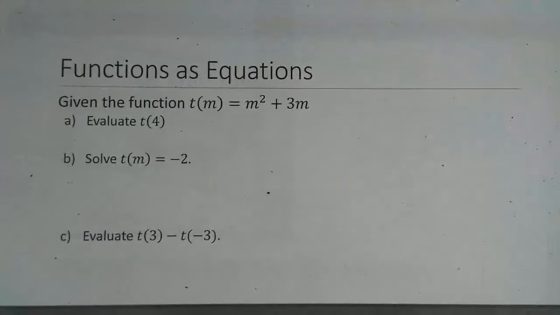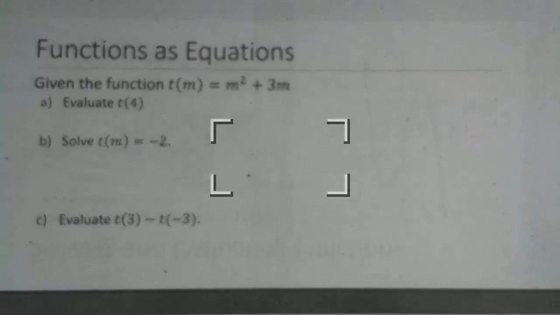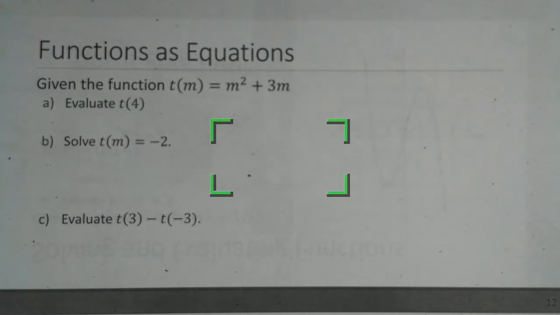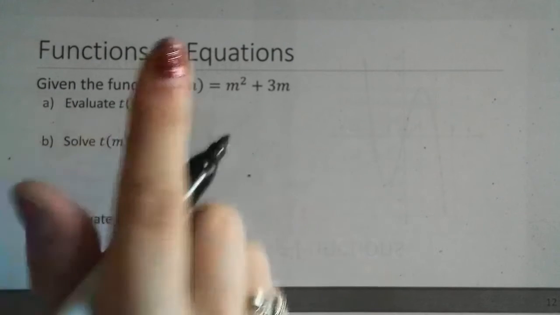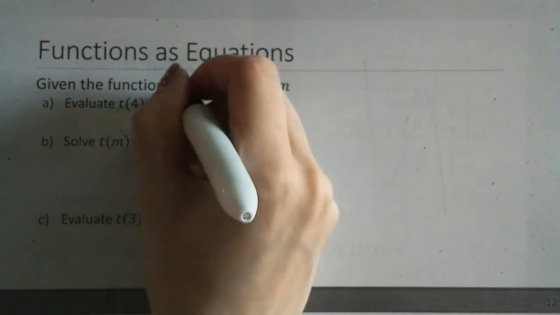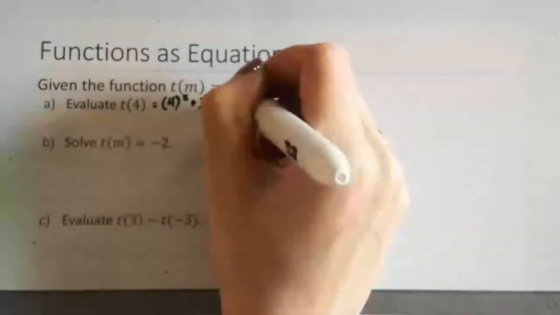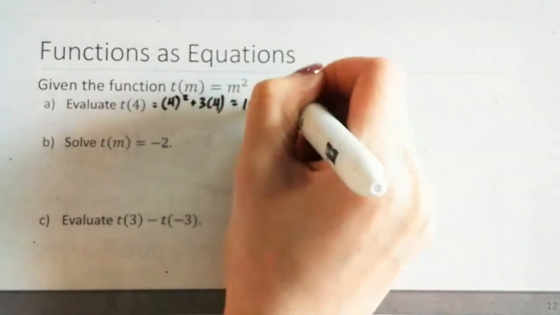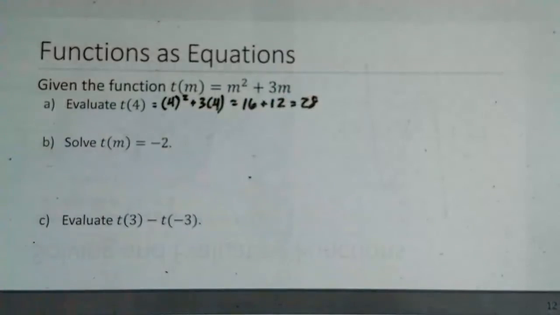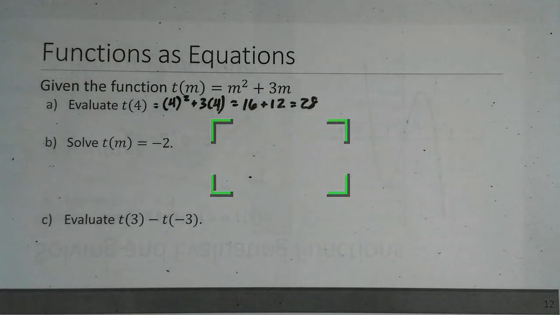Now let's see if we can work with functions algebraically. Given the function t of m equals m squared plus 3m, first we want to evaluate t of 4. So that means we're going to plug in 4 as our input m. That's going to give us 4 squared plus 3 times 4. That is 16 plus 12, which is 28. So t of 4 is equal to 28.